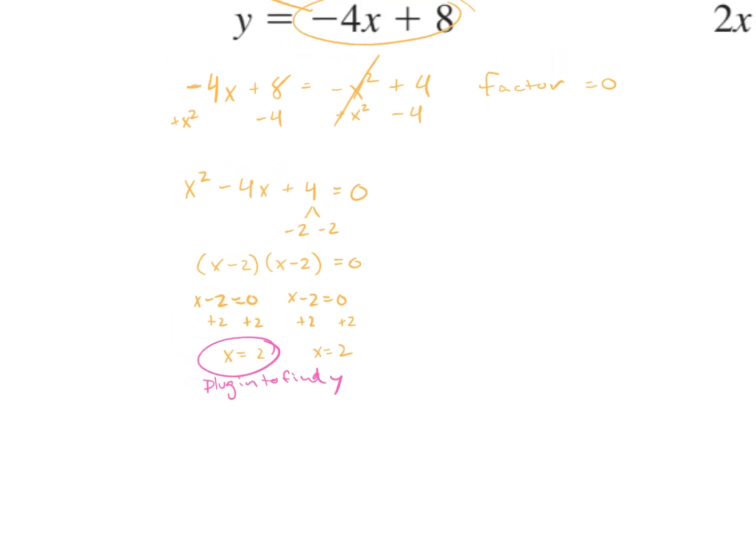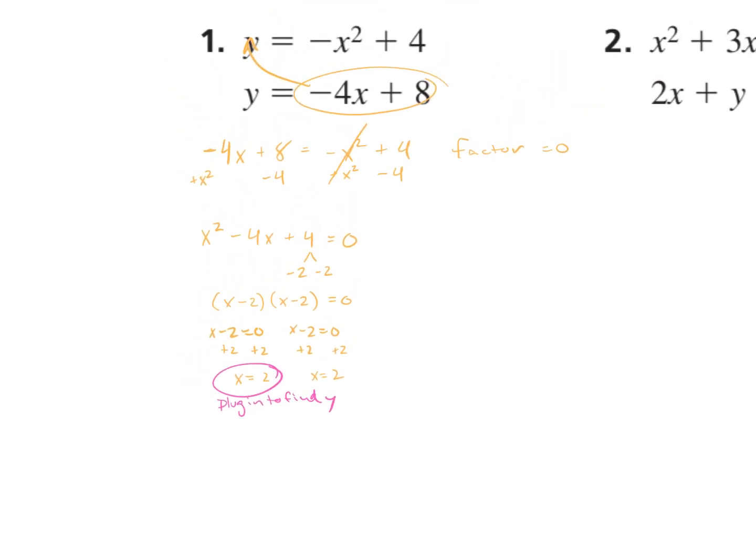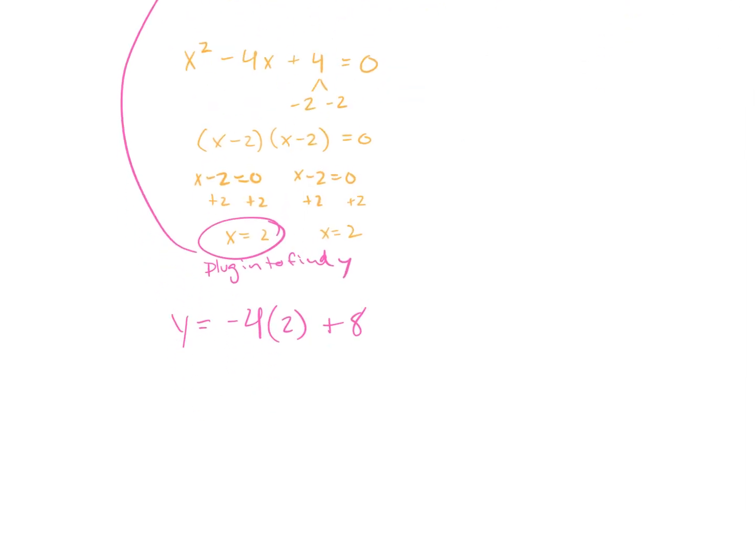So we plug it in to find y. It doesn't matter which equation you plug it into. I'm going to plug it into the second one just because that one is not squared. Just make sure you're plugging it into the x. So I have y is equal to negative 4 times 2 plus 8. So y is equal to negative 8 plus 8. So y is 0. That is fine. You can get 0. 0 is a number. 0 is a solution. That works.